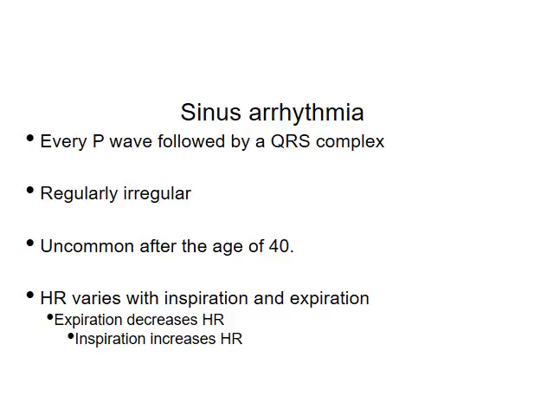There are a number of features that you must identify for us to say a rhythm is a sinus arrhythmia. Many of these features are similar to sinus rhythm, in that every P wave is followed by a QRS and every QRS is preceded by a P wave. We would describe this as a regularly irregular rhythm. It is uncommon after the age of 40 and very common in young adults and children. If we are monitoring this patient, the heart rate will vary with inspiration and expiration. Expiration will decrease the heart rate, inspiration will increase the heart rate.